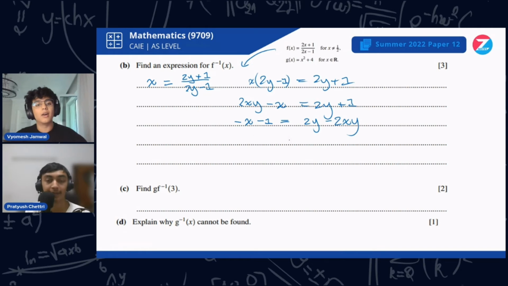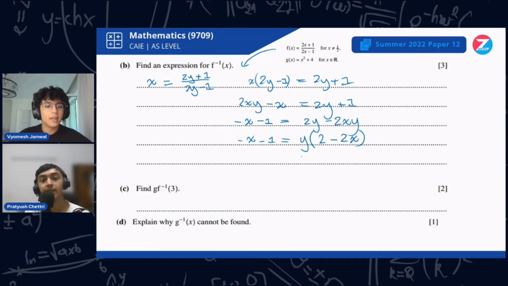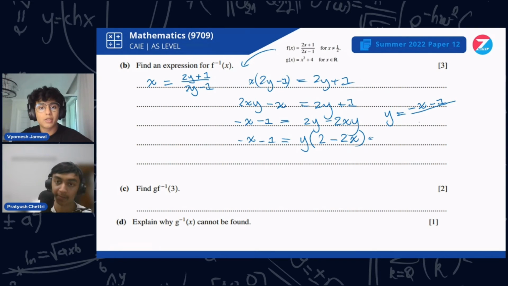And then on the right hand side, I could see that I could make a factor of y. So it'd be y brackets 2 minus 2x. And then on the left hand side, it would be minus x minus 1. Then I would take the 2 minus 2x to the left hand side, so we're basically dividing by this. So y would be equal to minus x minus 1, divided by 2 minus 2x. Epic. Yeah. That should be right.